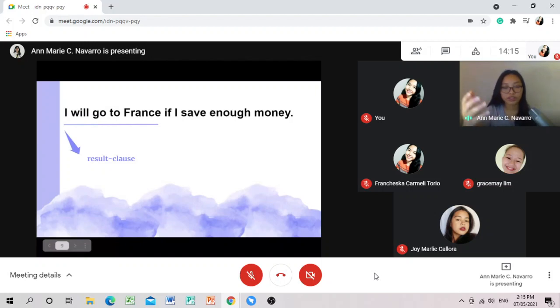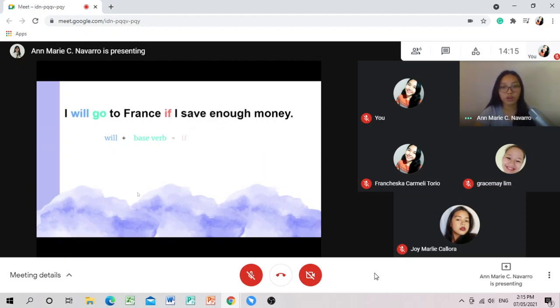Like what I've said earlier, the result clause is before the condition phrase. The structure will start with will plus base verb, then if, and then the simple present.